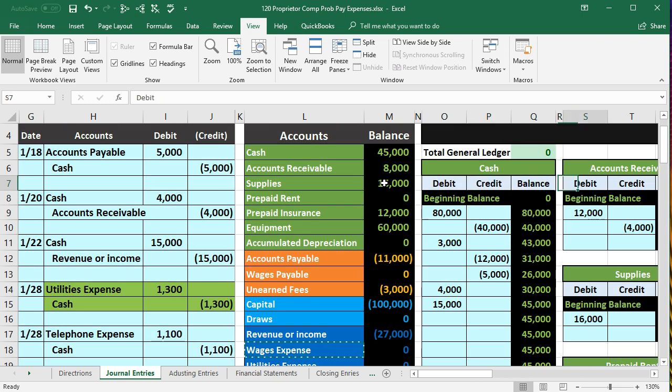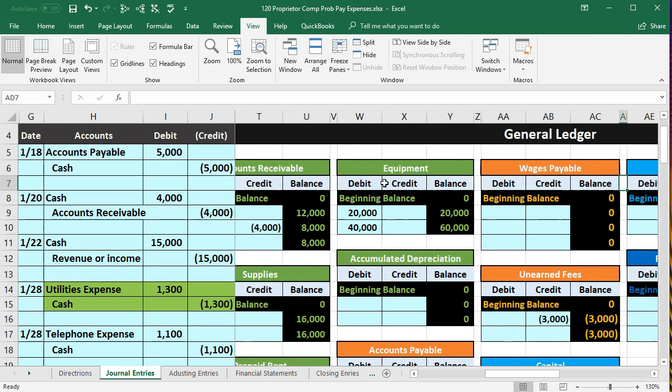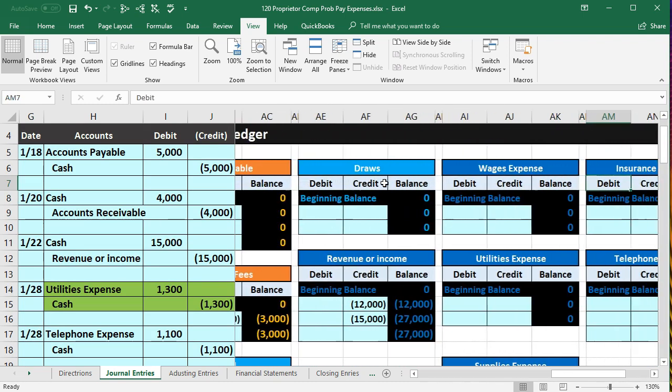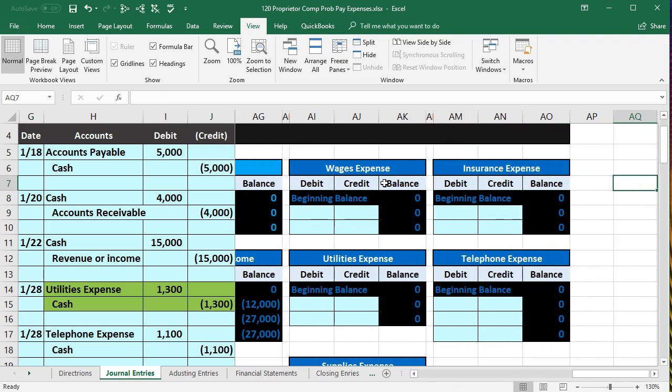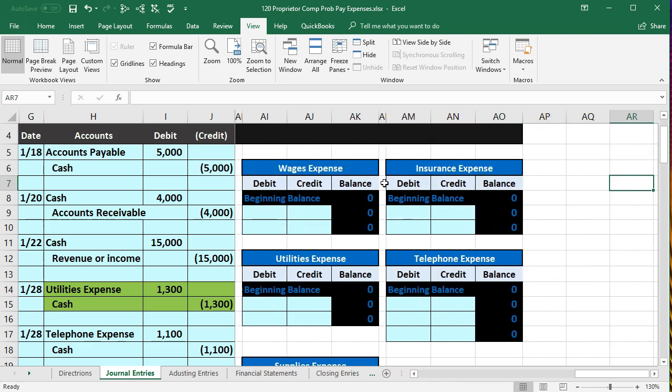So we'll go to the right. We've got the assets, the liabilities, the equity, and then we've got wages expense. Or we're looking for utilities, so utilities is right underneath it. So here it is. We're in cell AI15. So AI15 on the debit side of utilities, we want to pick up that 13,000. So we're going to say equals and point to that 13,000 and enter. There we have it, going up to 13,000.